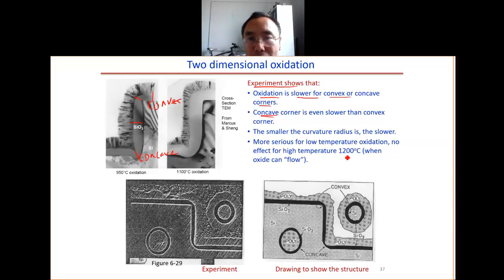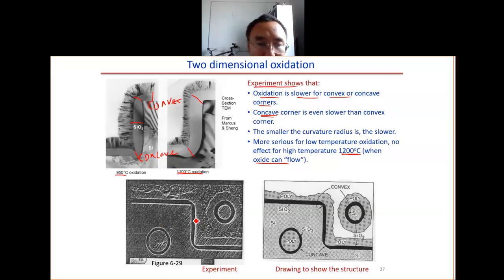So we go to higher temperature here. This is 1,100 degrees. This is 950 degrees. So at higher temperature, the difference becomes smaller. This is because the oxide can flow a little bit at this 1,200 degree or 1,100 degree. This is another example.